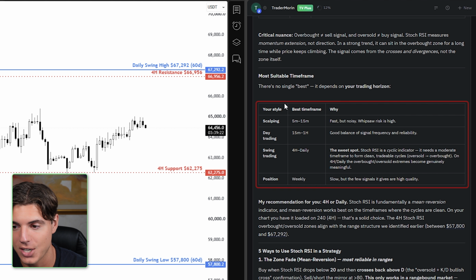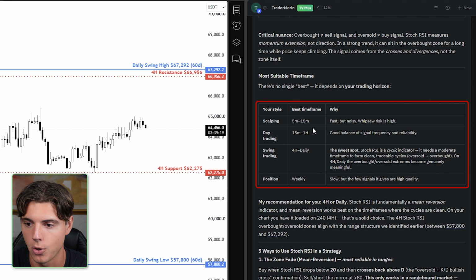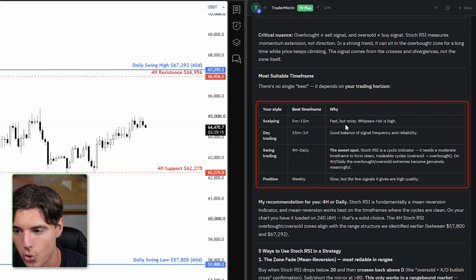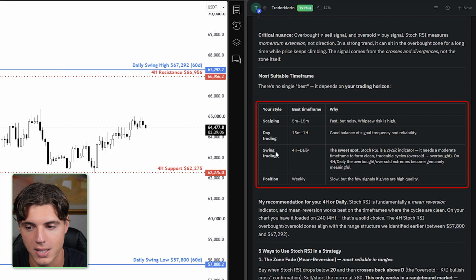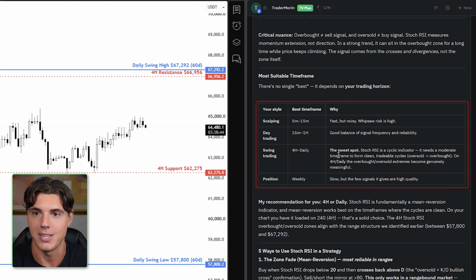And what the AI is actually telling me is something pretty similar. So, okay, on the 5 to 15 minute, you could use it for scalping, but it's very noisy and the whipsaw risk is high. For day trading, the 15 minute to 1 hour is a good balance and more or less reliable. But for swing trading, the 4-hour and daily is the sweet spot. It took me years to figure out which was the most optimal time frame for it, but by simply asking the AI to tell me, it actually gives me the result that took me years to achieve.